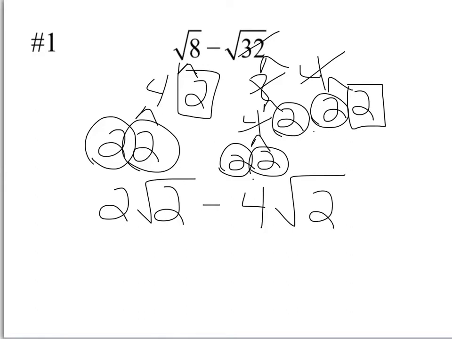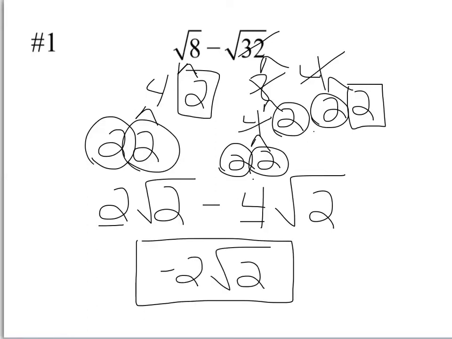Now I have the same index and the same radicand, so therefore I can go ahead and just add or subtract my coefficients. So it's 2 minus 4 is negative 2, and then you keep the square root of 2. And that is your answer.